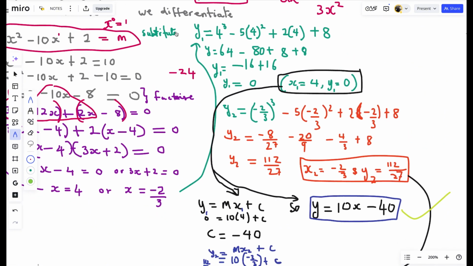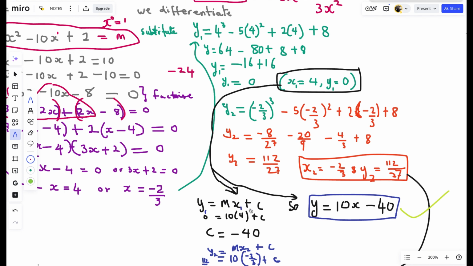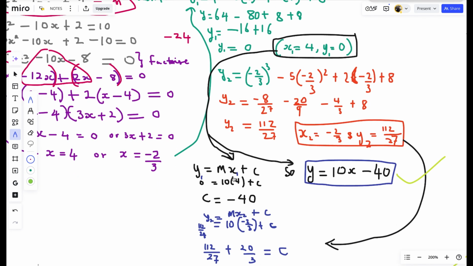Now equation of a line is written as y equal to mx plus c, right? We know the gradient is 10. The first x, you use the first x value and the first y value, which is 0. You put it in this place because we want to find c. If you don't find c, you will not be able to get the equation of a straight line. So we use the equation of y equal to mx plus c to find the value of c.